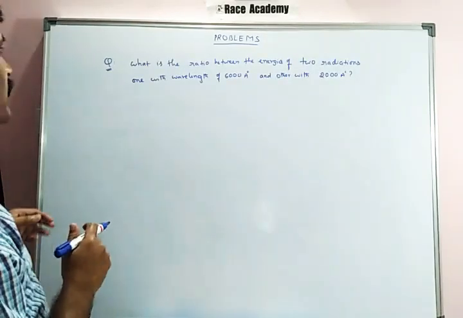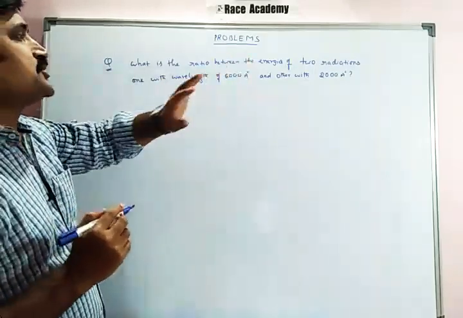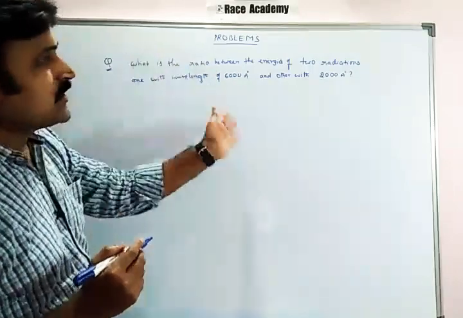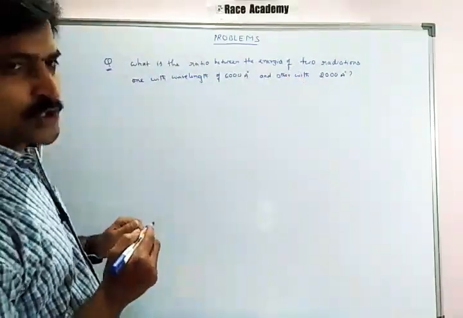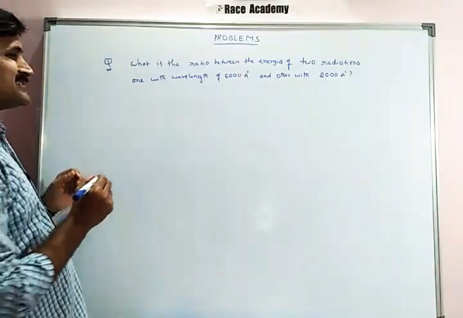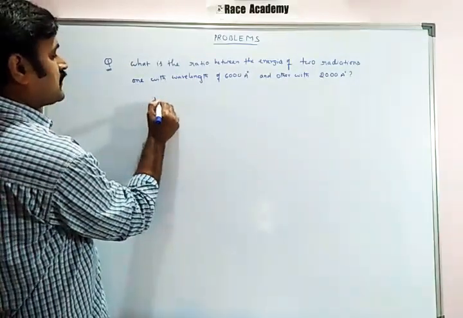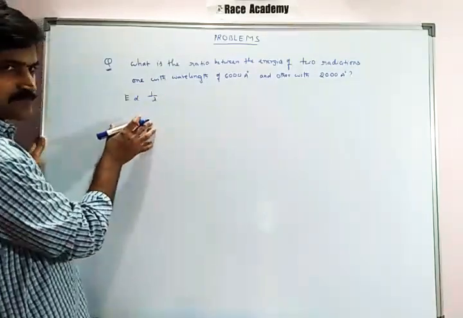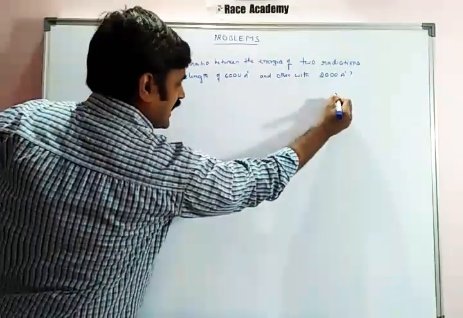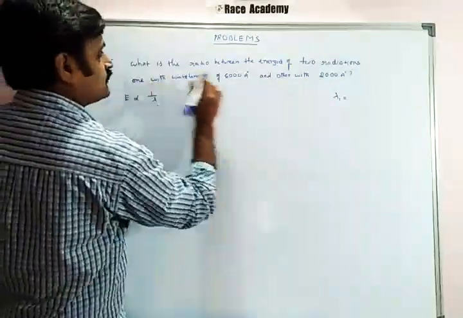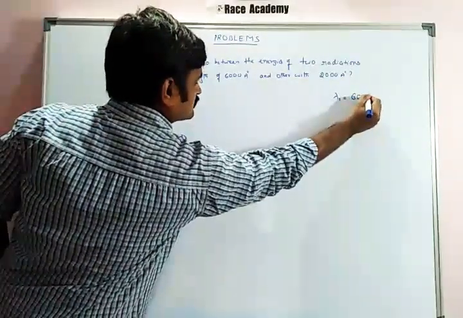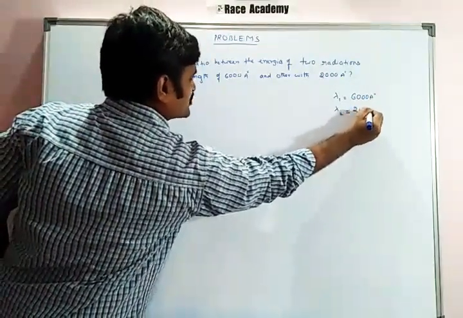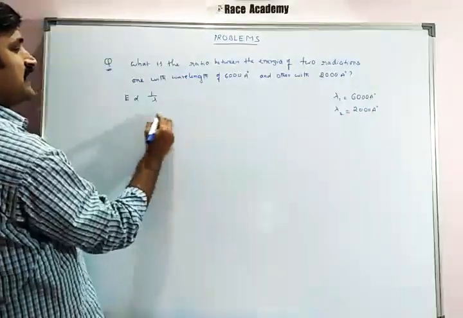Let us see the next problem. What is the ratio between the energies of two radiations, one with wavelength 6000 angstrom units, the other one with 2000 angstrom units? Like I said earlier, what is the relation between energy and wavelength? Inversely proportional. We take the lambda 1 value as 6000 angstrom units and the lambda 2 value as 2000 angstrom units.